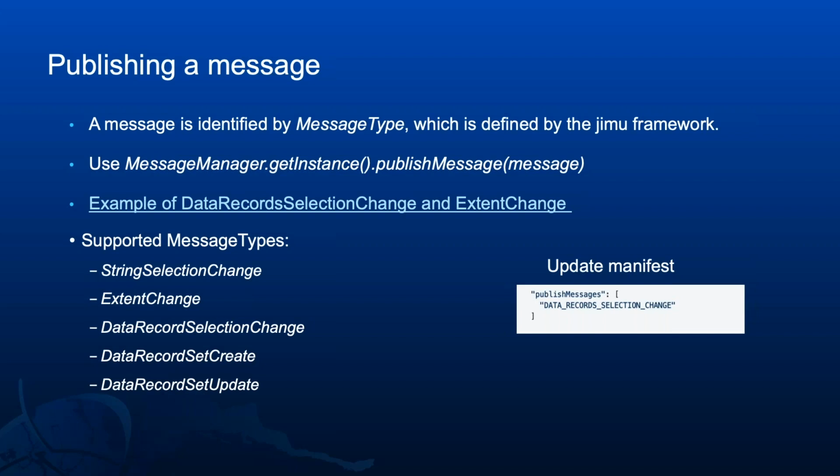So to publish a message, you basically use the publish method with the message type, such as if it was an extent change or data record selection change. And then the action only describes what happens, right? It doesn't describe how the application state changes. Some of the supported message types we have out of the box are string selection change, extent change, and so on. And once you create, for example, a widget that publishes a message type, you want to update the manifest JSON.